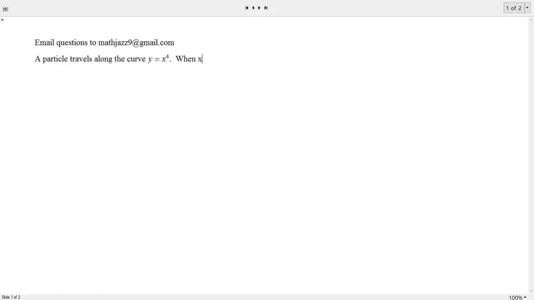When x equals 1, the x-coordinate is changing at a rate of 1 unit per second. How fast is the distance from the origin increasing?